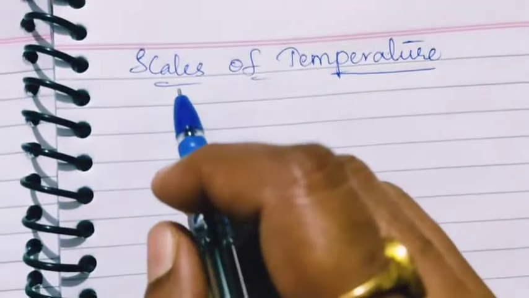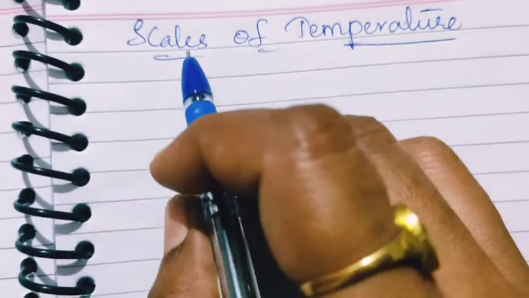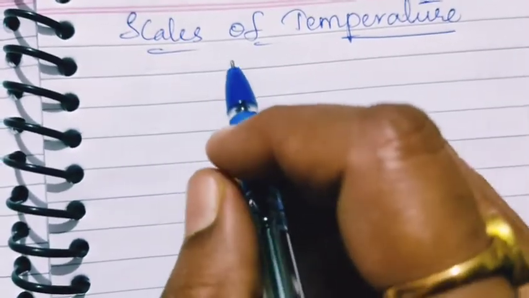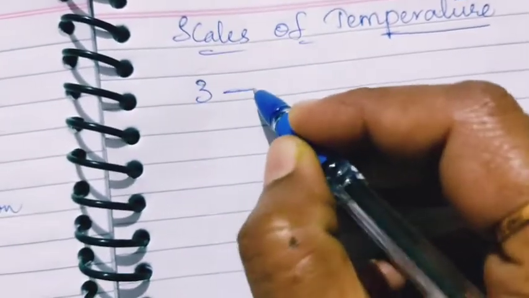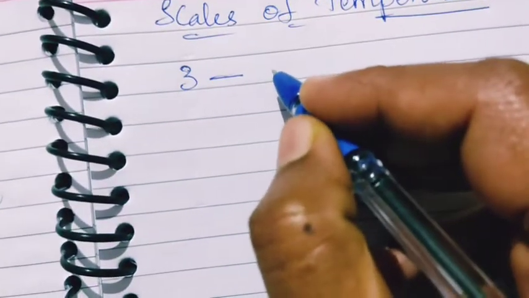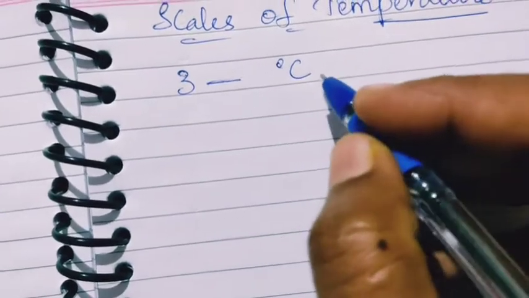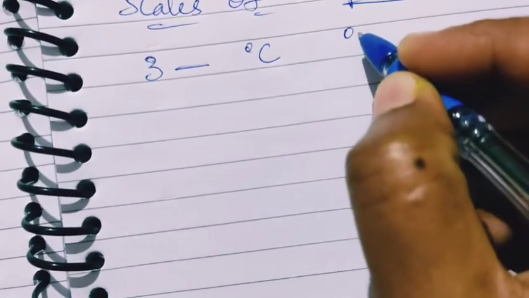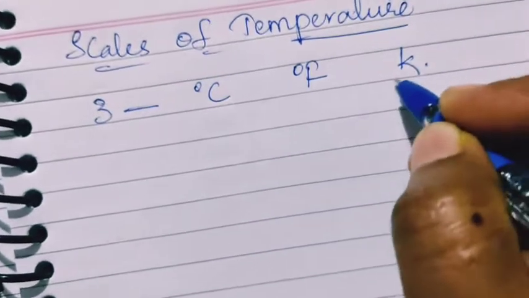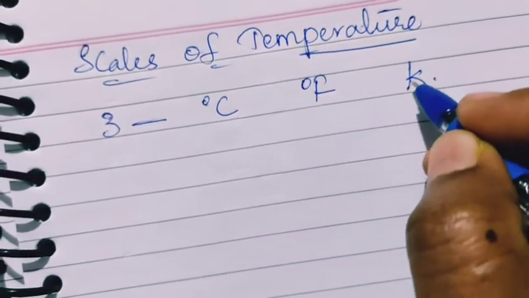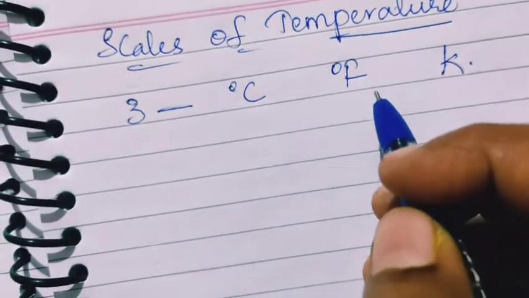Now we will see the scales of temperature. There are 3 units of temperature: degrees Celsius, Fahrenheit and Kelvin. These are the 3 scales or units of temperature.